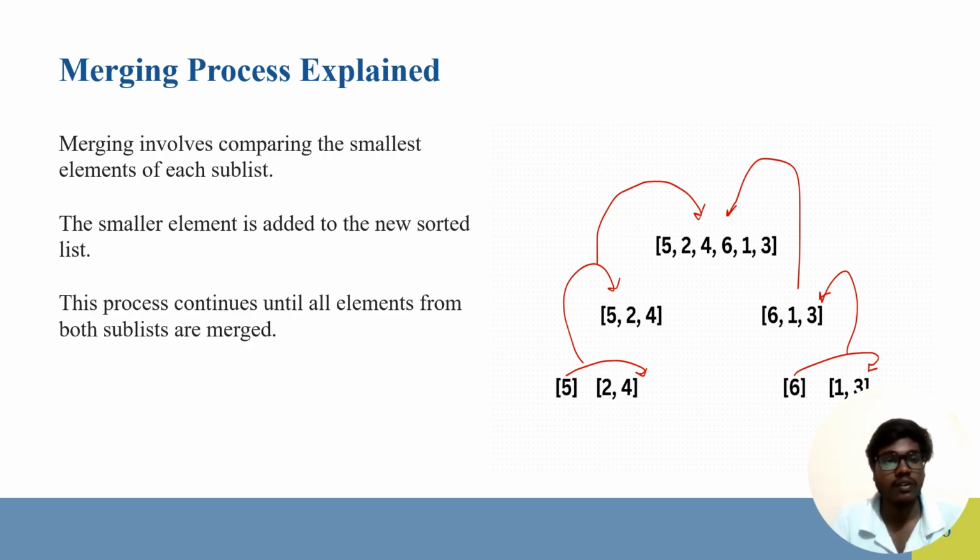Merging process explained. Here merging involves comparing the smallest elements of each sublist. The smaller element is added to the new sorted list. This process continues until all elements from both lists are merged.